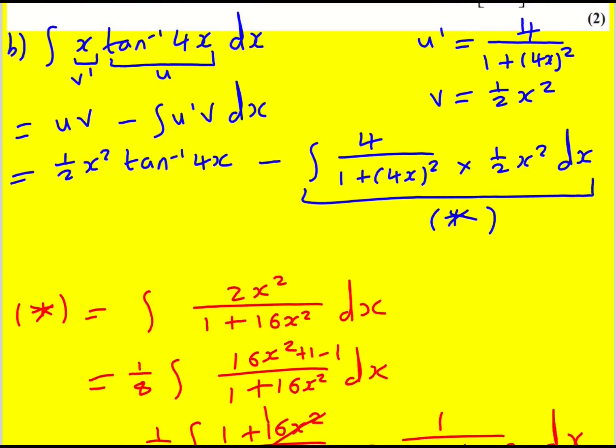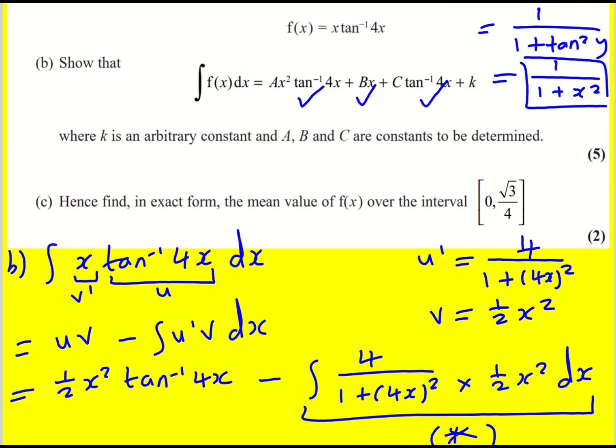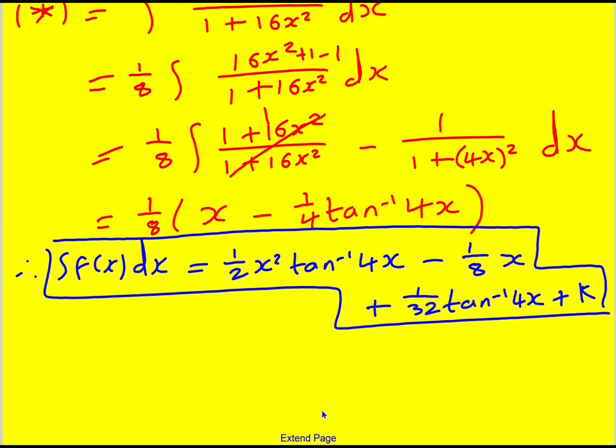If we just have a little glance up here, yeah, we've shown it. We've got this term. We've got this term. We have determined a, b, and c. We don't actually have to state them. You can if you like. Then hence find in exact form the mean value of the function over the integral 0 to root 3 over 4.